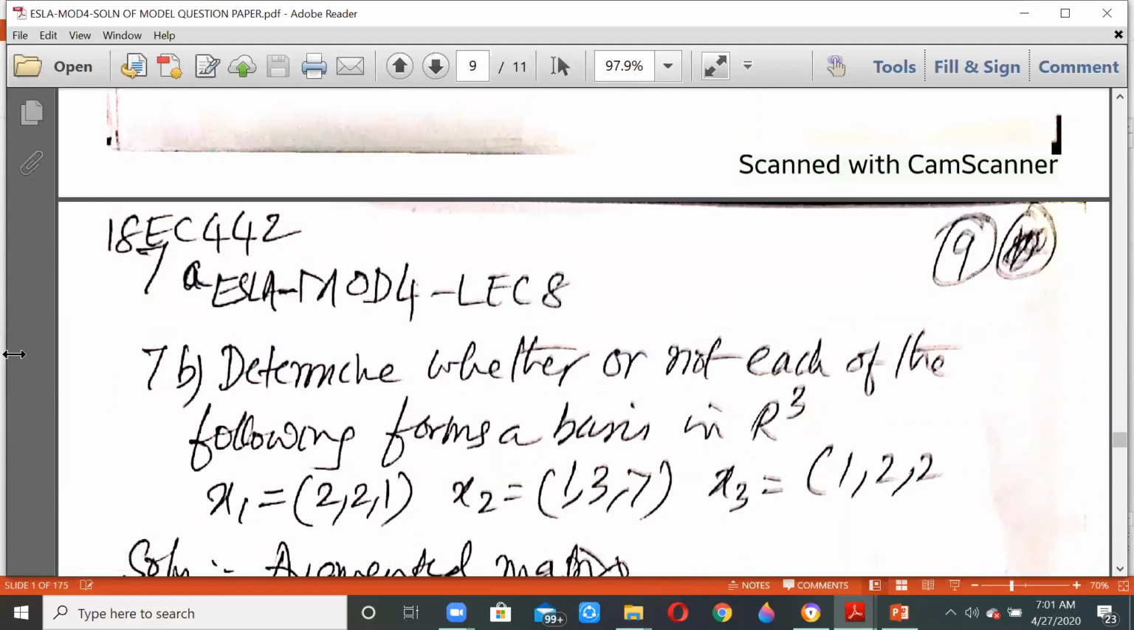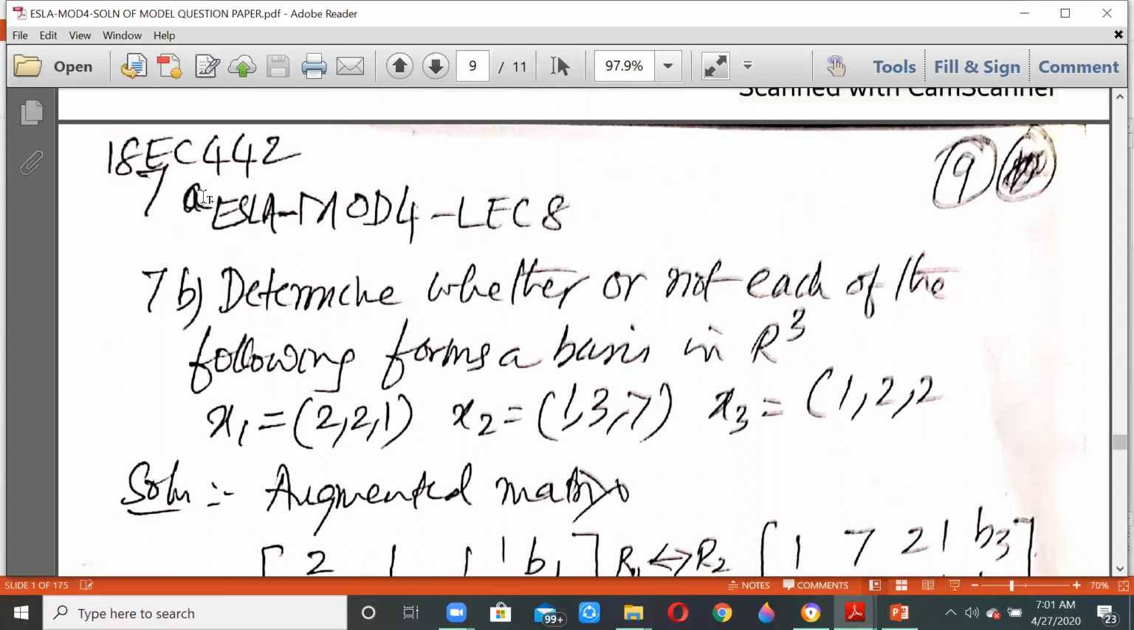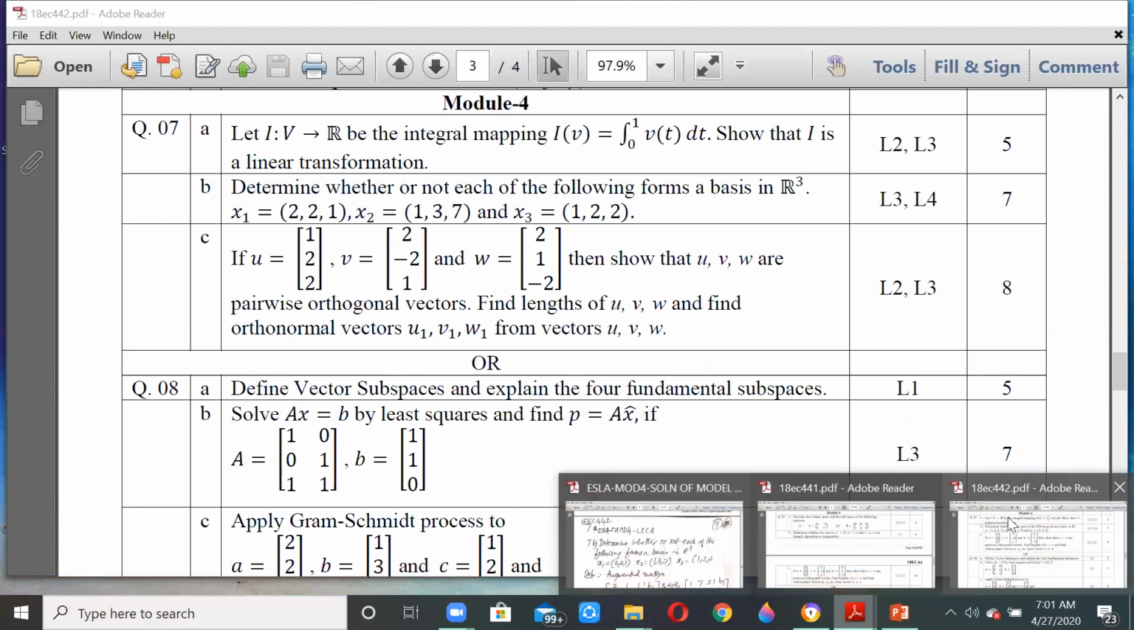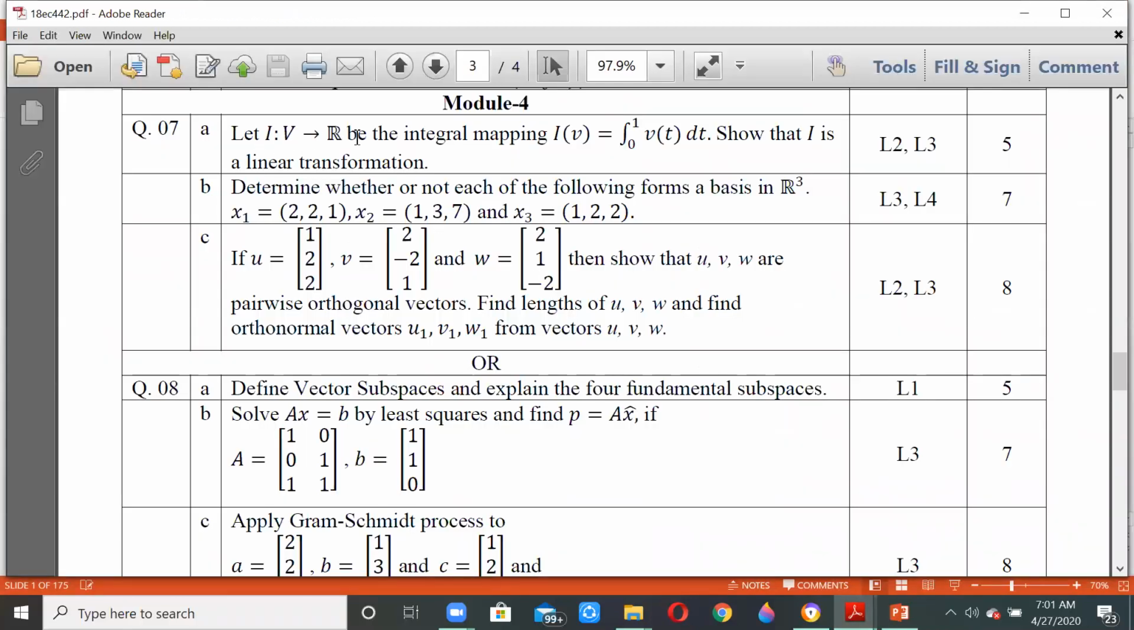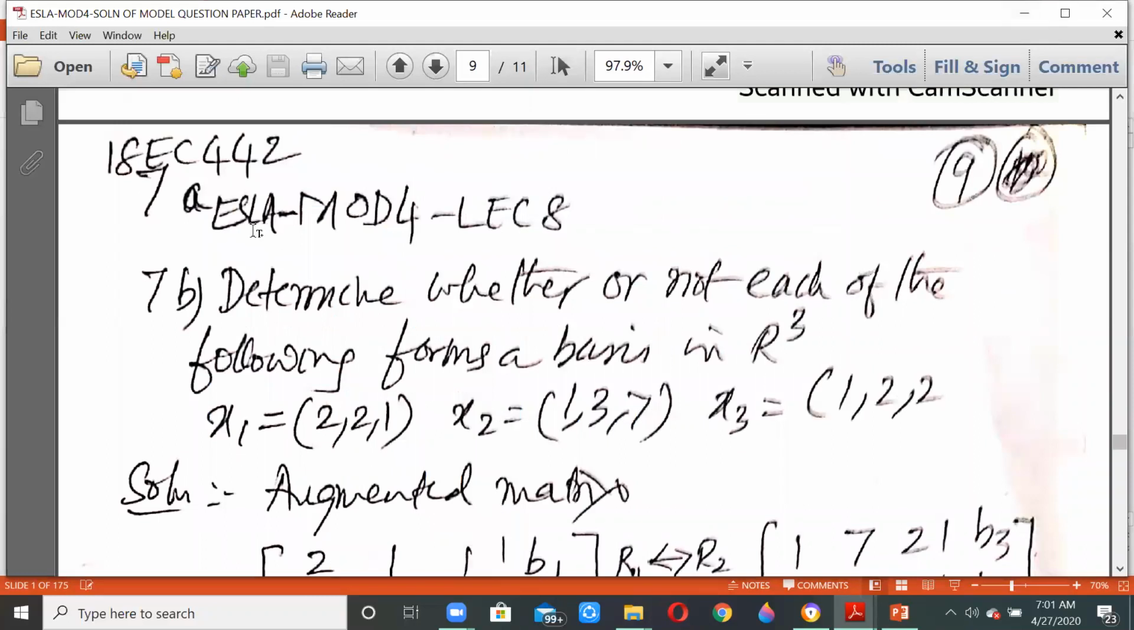Then the next paper, 18EC442, which corresponds to ESLA Module 4. The first 7a, let us see what is the 7a in this question paper. Let I: V→R be the integral mapping, I(v) equal to the integral from 0 to 1 of v(t) dt. Show that I is a linear transformation for integration. That is done in the ESLA Module 4 Lecture 8. You can just go through that in the video which is put on YouTube as well as in the Google Classroom.